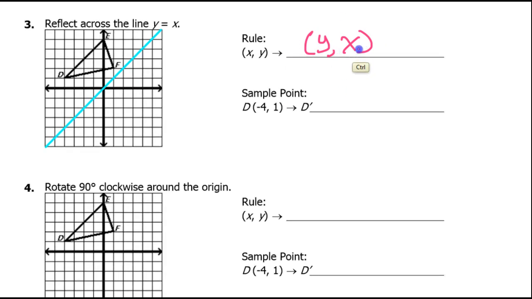Okay, so let's use the rule. The rule is just saying switch these around backwards. So that's all I'm going to do. I'm just going to swap these. So first we put y, which is 1, and then we put x, which is negative 4. Okay, so that's point D prime. So the point 1 comma negative 4, this will be D prime.